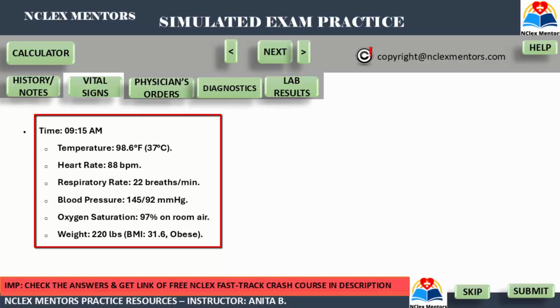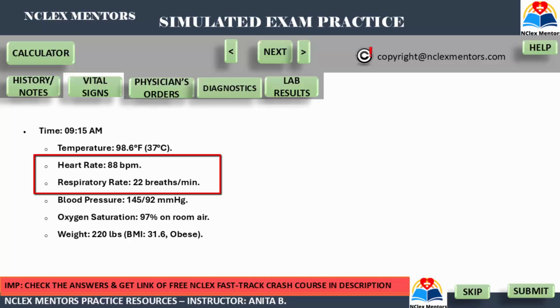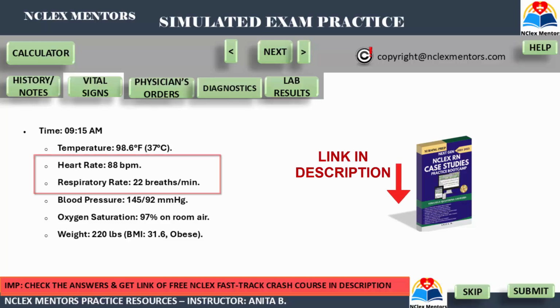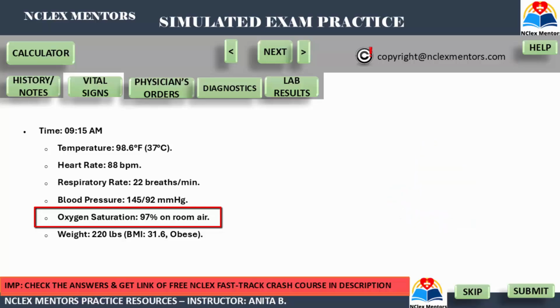These are the vital signs given, so what can you understand about these vital signs? Let's see the blood pressure first. The elevated blood pressure of 145 systolic and 92 diastolic readings indicates hypertension. This may be contributing to his overall health issues, especially considering his history of hypertension. Heart rate and respiratory rate. Both are within normal ranges, 88 beats per minute and 22 breaths per minute, suggesting no immediate concerns with his cardiovascular or respiratory function. Oxygen saturation. A saturation of 97% on room air is within normal limits, indicating adequate oxygenation.